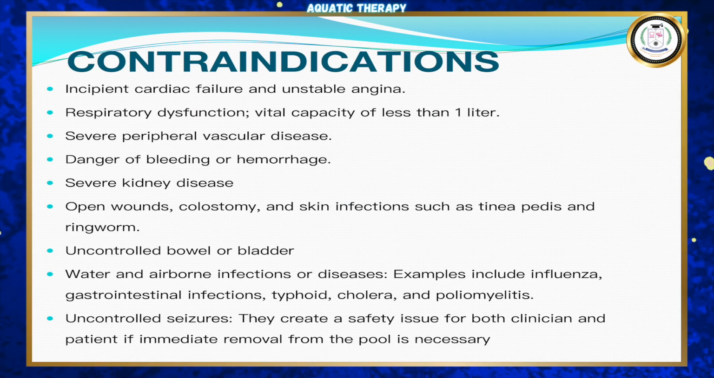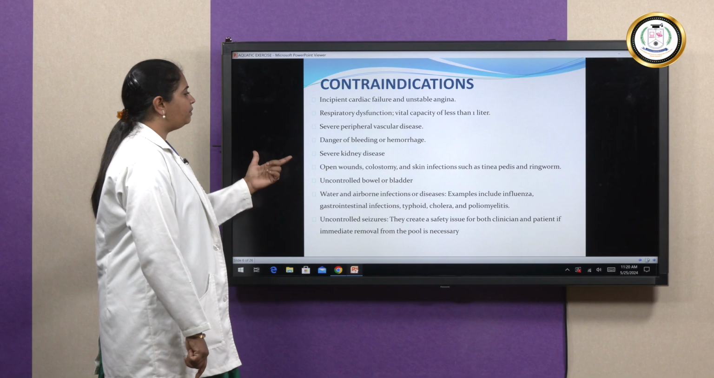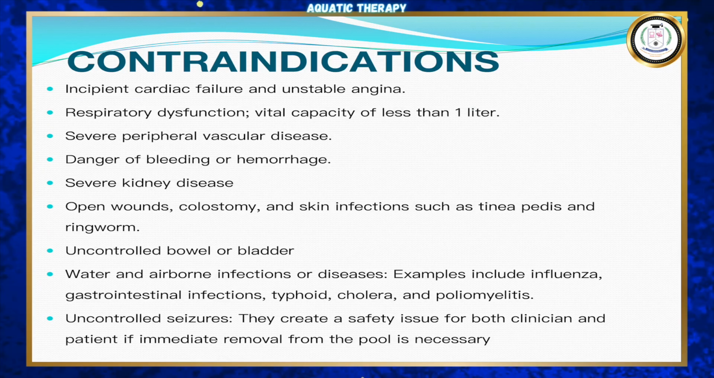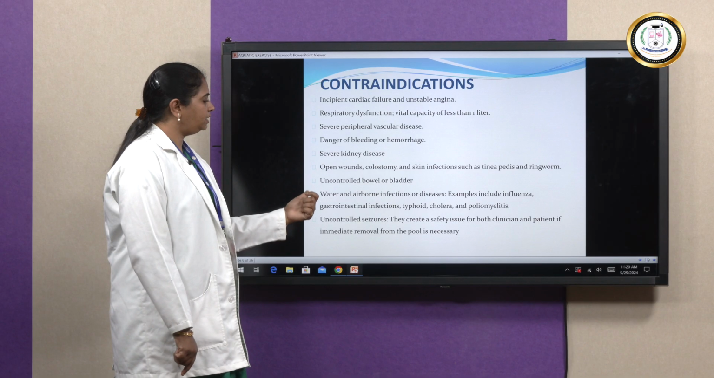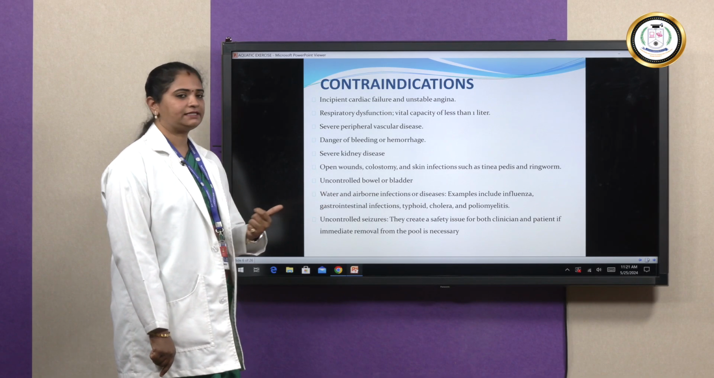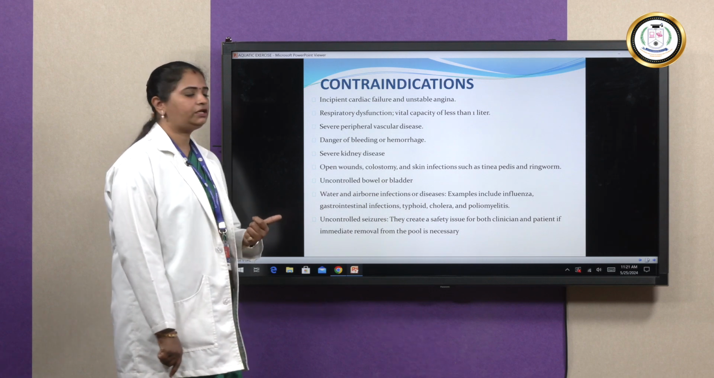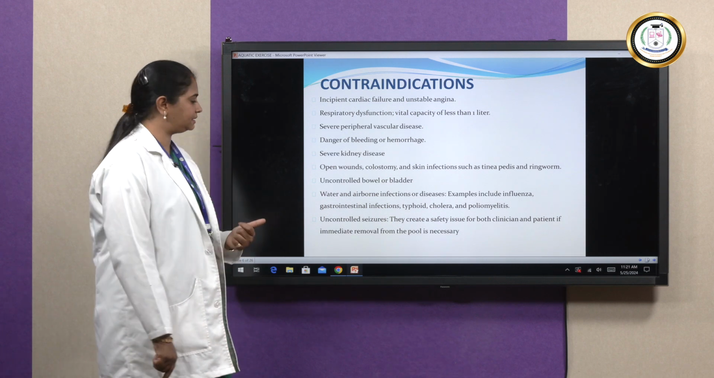Contraindication. The patient having cardiac failure or angina, unstable angina, respiratory dysfunction with a vital capacity of less than 1 liter, peripheral vascular diseases, danger of bleeding or hemorrhage, severe kidney disease, open wounds, skin infections like tinea pedis, uncontrolled bowel or bladder movement, water and airborne infections such as influenza, and then gastrointestinal infections like typhoid, cholera and poliomyelitis.